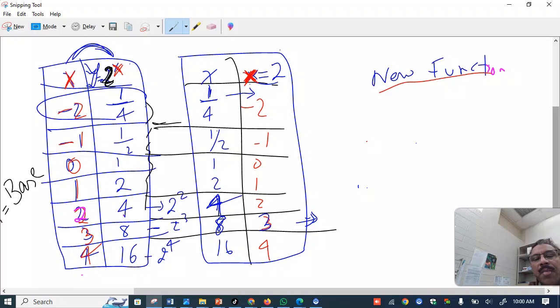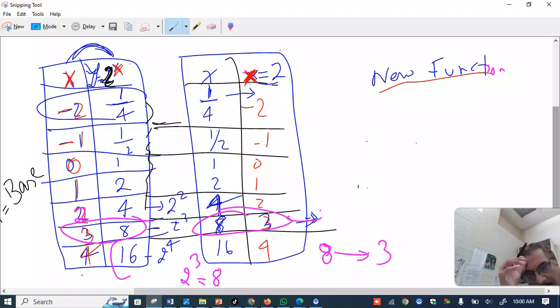So what I'm trying to say is, let's use this piece. 3 takes you to 8, and 8 takes back to 3. What it means is 2 raised to 3 is 8, right? So we want to go back: how does 8 take back to 3? Because this 3 takes to 8, and 8 takes back to 3.